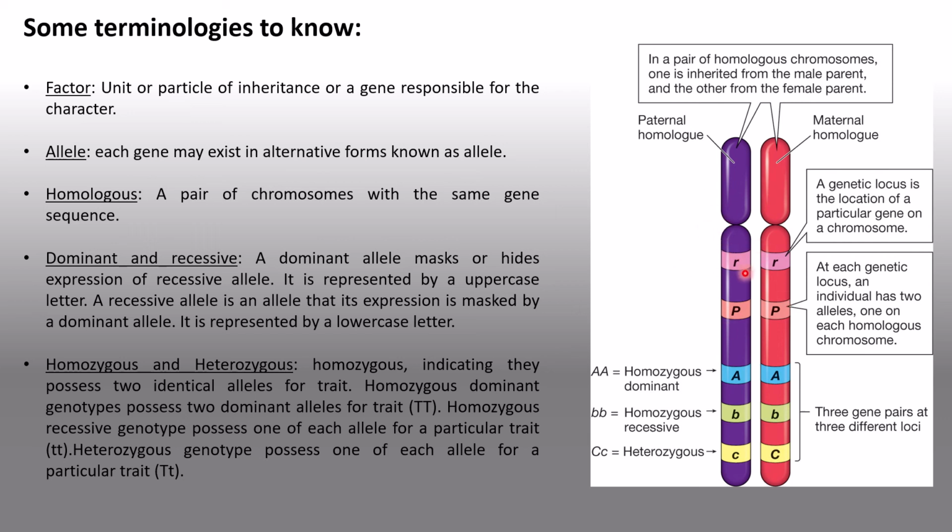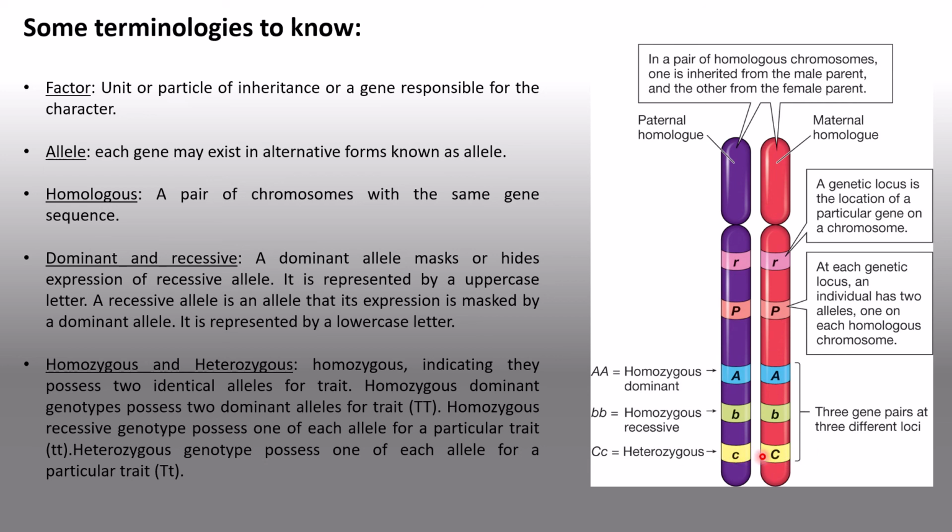The next one is dominant and recessive allele. Here I told you these are alleles. This pair of genes is called alleles. So this is a dominant allele, which masks or hides the expression of the recessive allele. Say, for example, this is a dominant color and this is a recessive color.